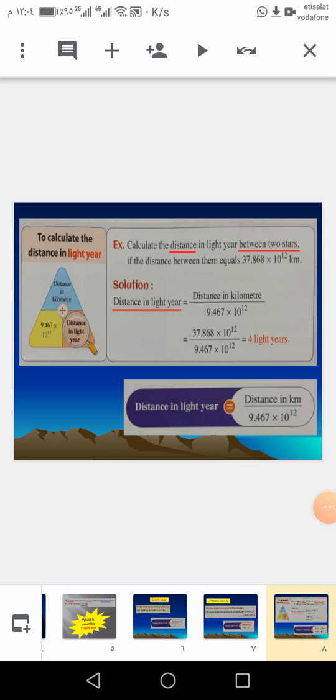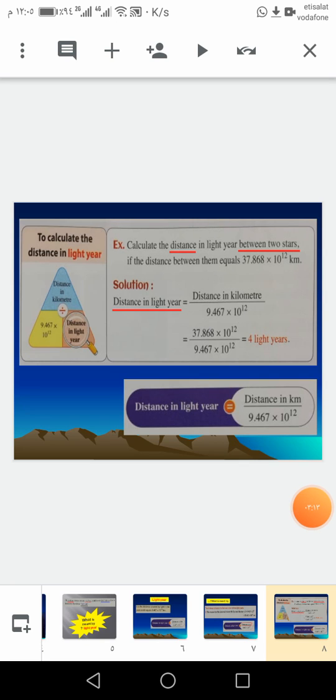To calculate the distance in light year, for example, calculate the distance in light year between two stars if the distance between them equals 37.868 times 10 power 12 kilometers. You must write the law: distance in light year equals distance in kilometer over 9.467 times 10 power 12. We have the distance between them in kilometers, so we need to calculate the distance in light year. The result is 4 light years.